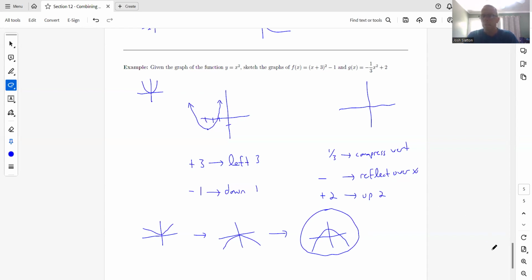All right. So there's your transformations. Again, if you memorize the rules, then these things are a lot easier. There are a lot of rules to remember, but a lot of them are fairly logical once you get used to doing them.